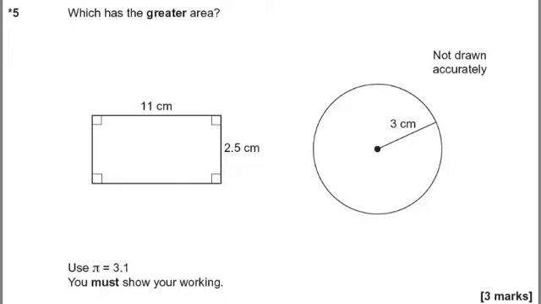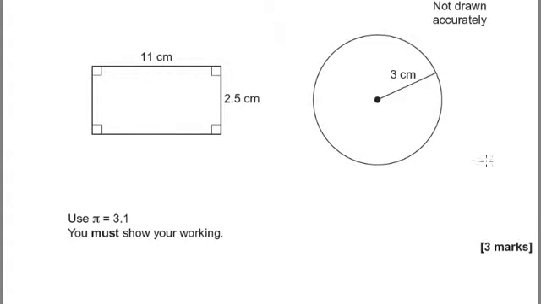Okay, question 5 wants to know which of these two areas is biggest. And it's told us, because it's not a calculator paper, we can't work out the area of a circle with a calculator. We're going to use that pi is 3.1. So it's reminding us we need to do areas and use pi.